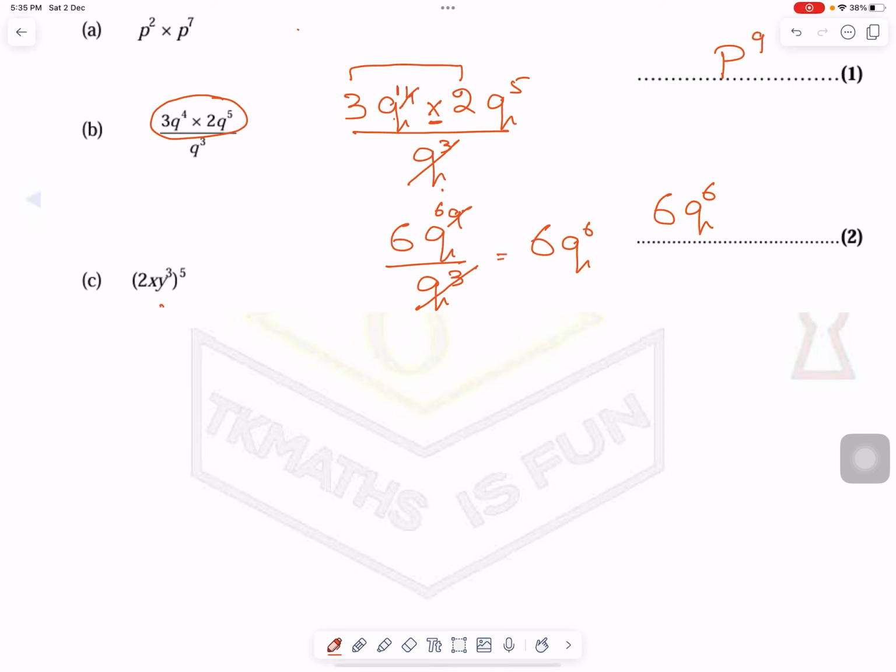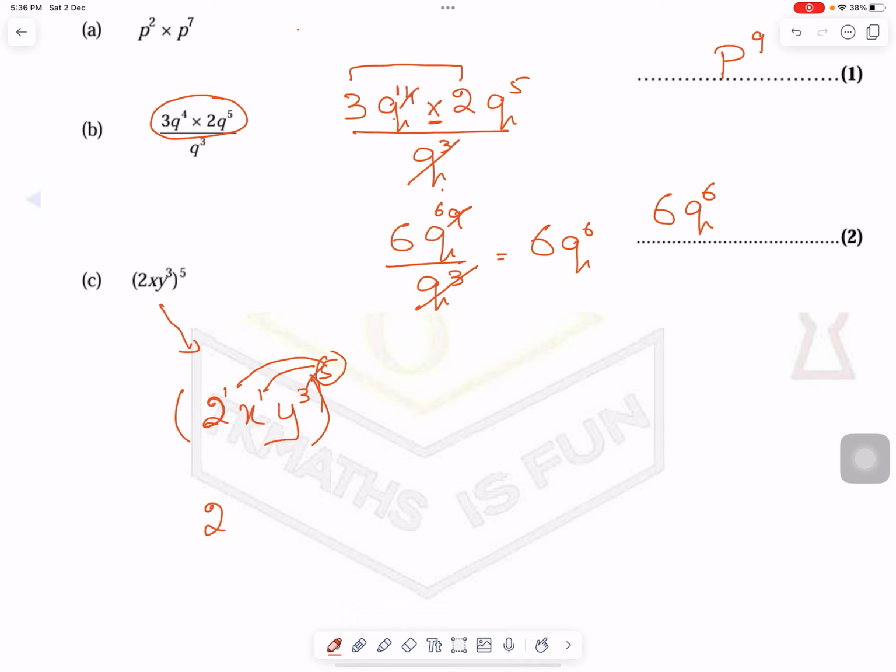Now what is the meaning of this type of question? Basically you have 3 terms inside. 2, x power 1, y power 3. And 2 also has power 1. When no power is written, it is 1. So now this power 5 on the top outside the bracket will multiply by all the powers 1 by 1. Mostly students forget to multiply by the 2 power 1.